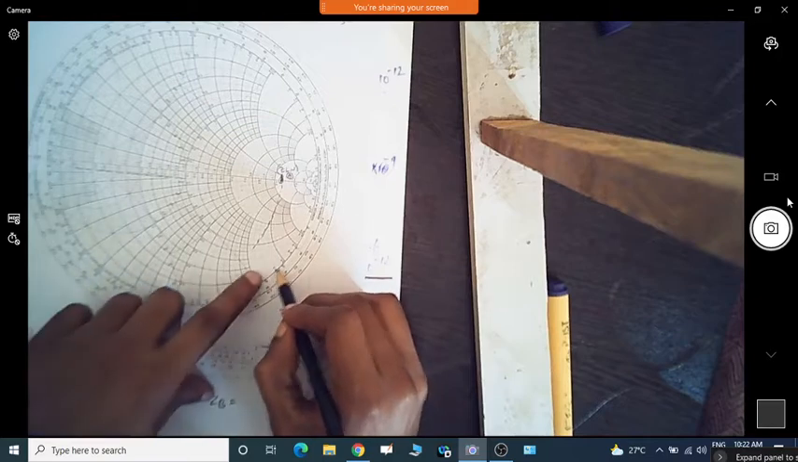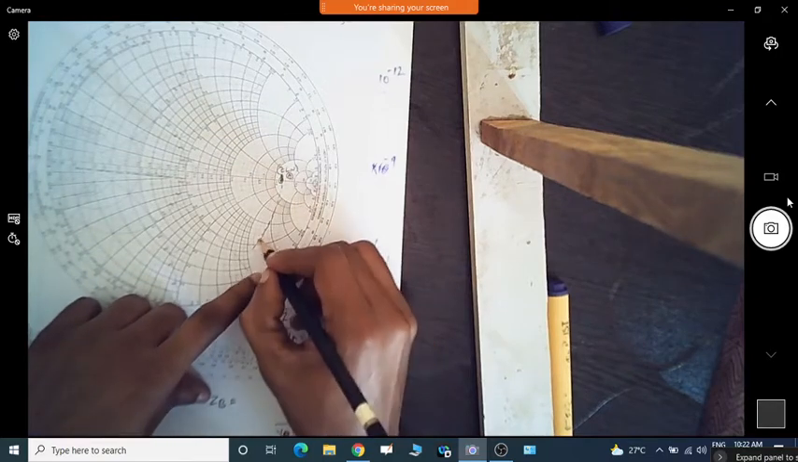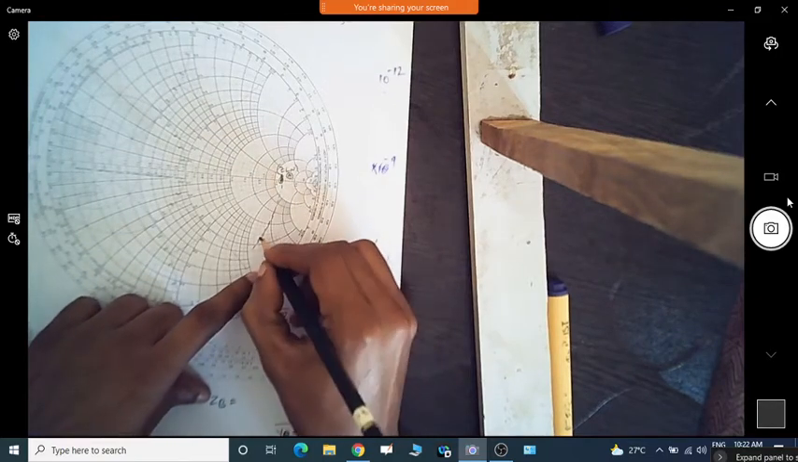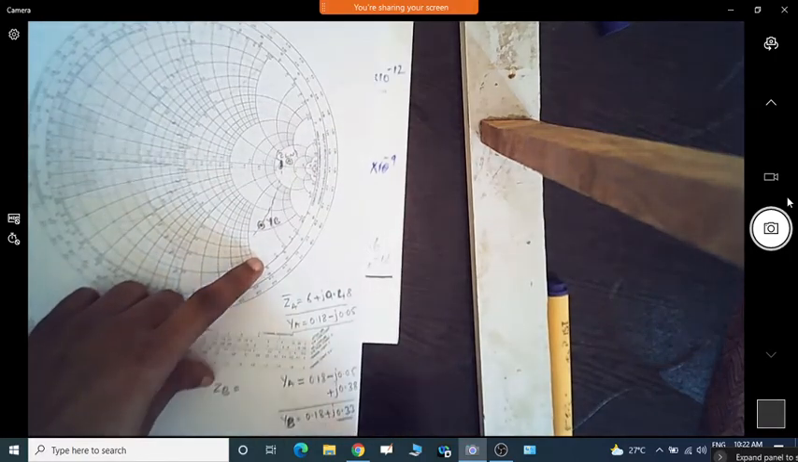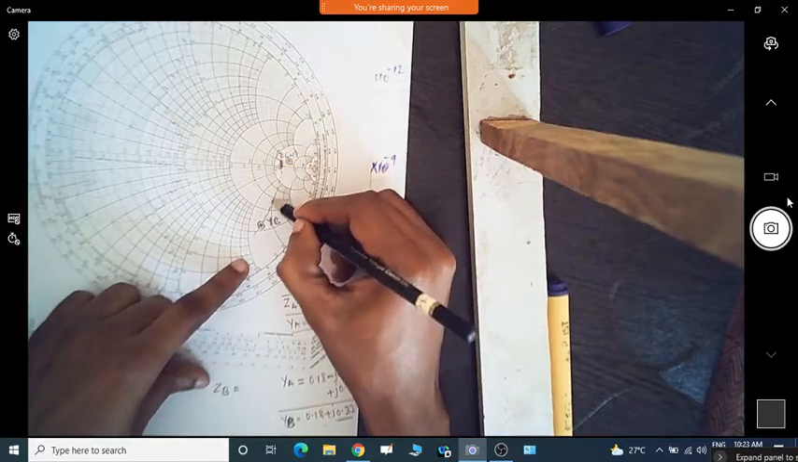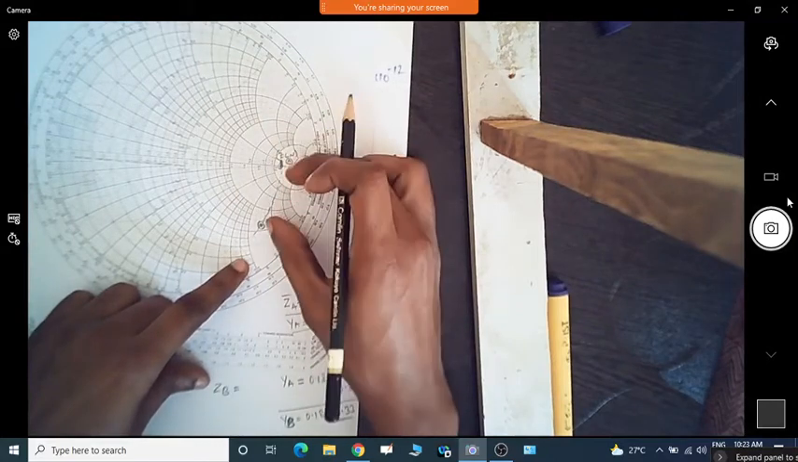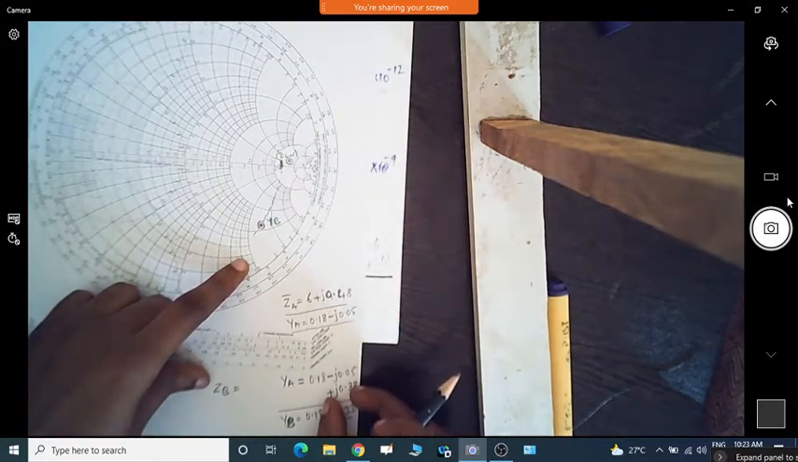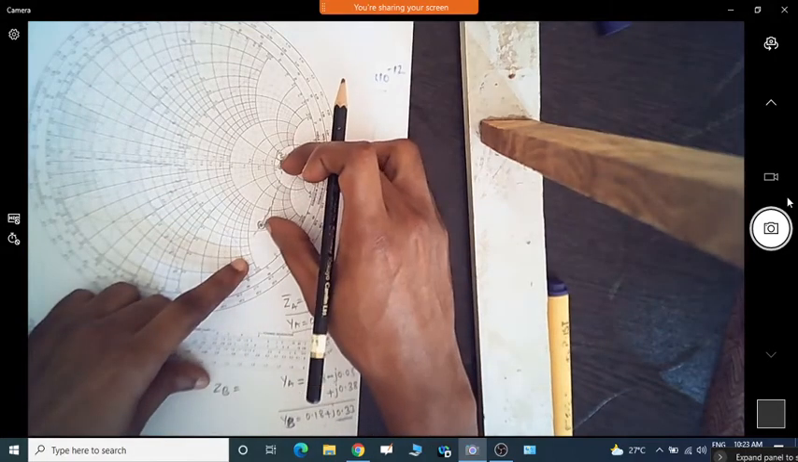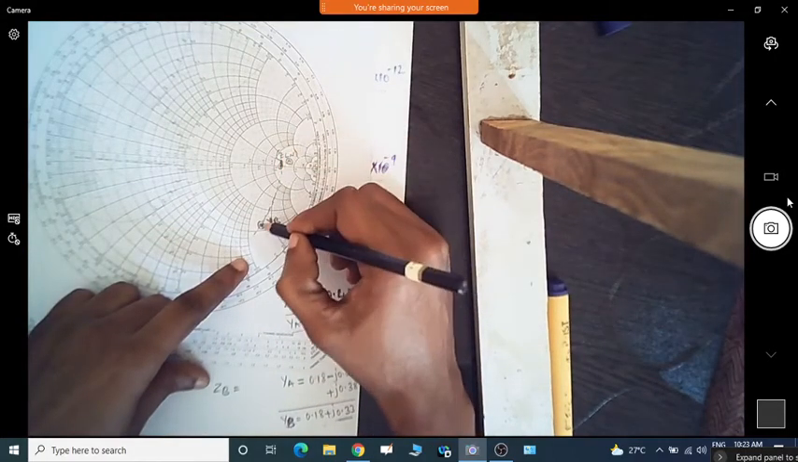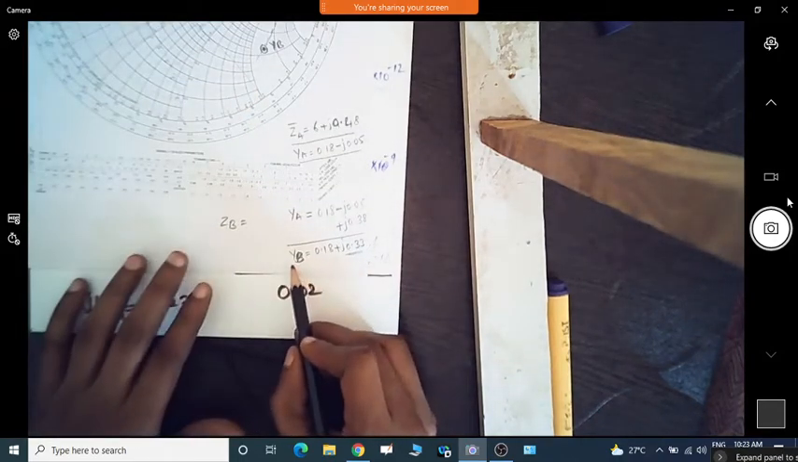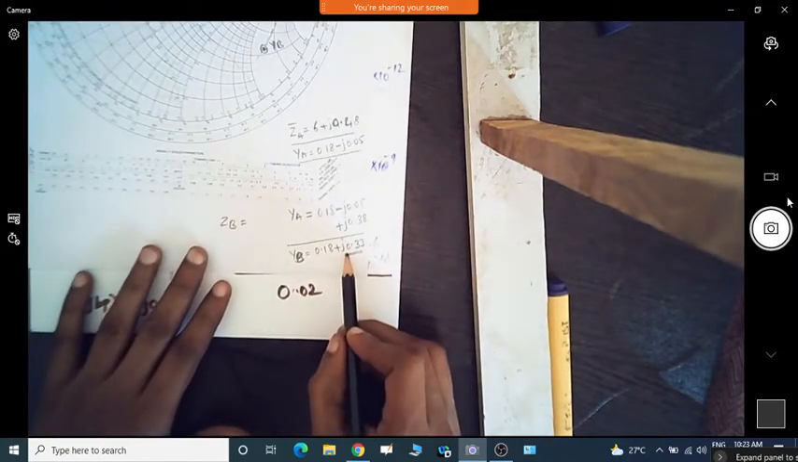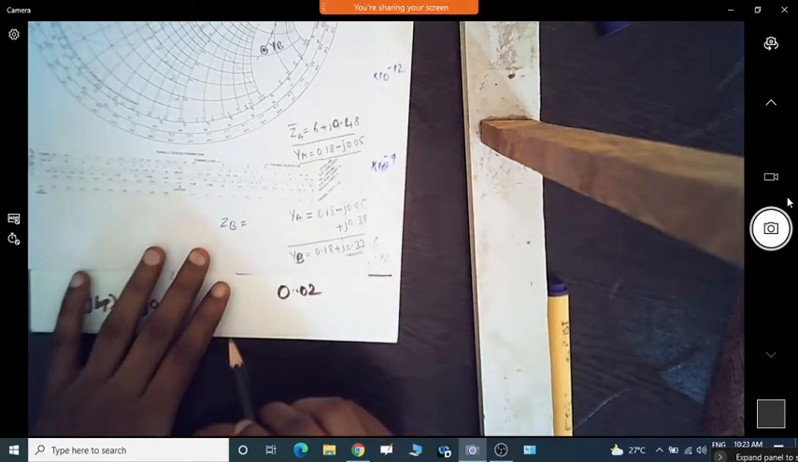This is 0.4 and this is 0.3. So somewhere here you are going to get the value. This is your YB. After coming down on the conductance circle, we are adding this much susceptance, coming down from point A to point B. So at point B we have the admittance value 0.18 plus J 0.33.